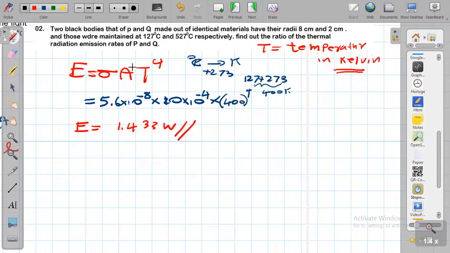Two black bodies P and Q made out of identical materials have their radii 8 centimeter and 2 centimeter. Those were maintained at 127 degrees Celsius and 527 degrees Celsius respectively. Find the ratio of the thermal radiation emission rates of P and Q.